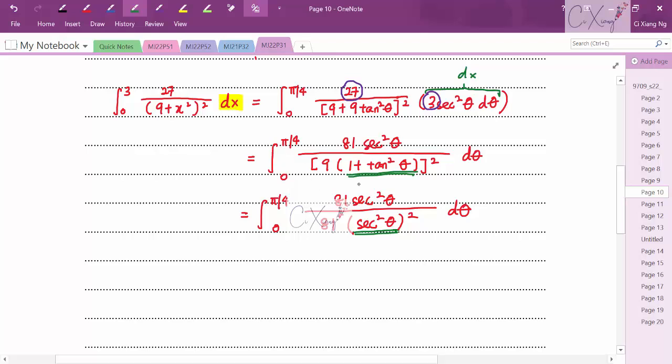So now I can further simplify it. 81 can be simplified with 81. And then the numerator and denominator, right, I can cancel off the secant square for the numerator. And you can see that we are having 1 over secant square theta. So 1 over secant square theta, generally it means that 1 over 1 over cos, and you are having cos square theta. Okay, so this is how we actually get the expression that they want us to show.